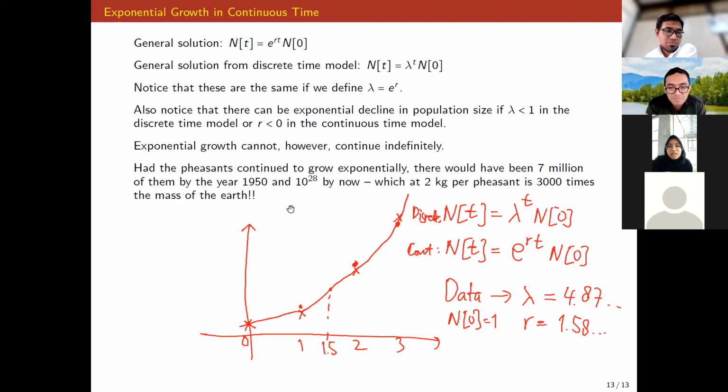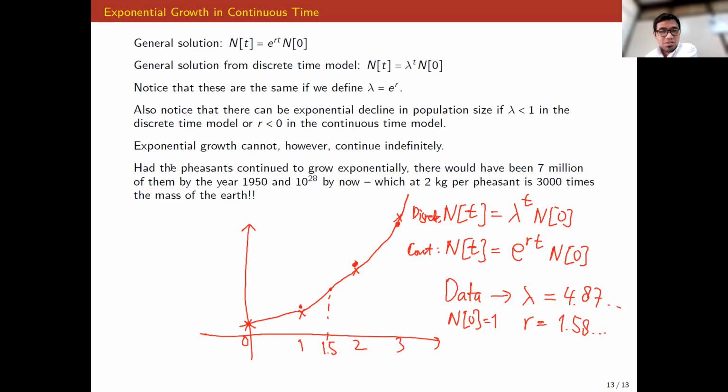Okay, the last one. Exponential growth, however, cannot continue indefinitely. We will not be able to use this exponential growth for times bigger and bigger. It only works for the short time at the beginning. Why? The reason is very simple.